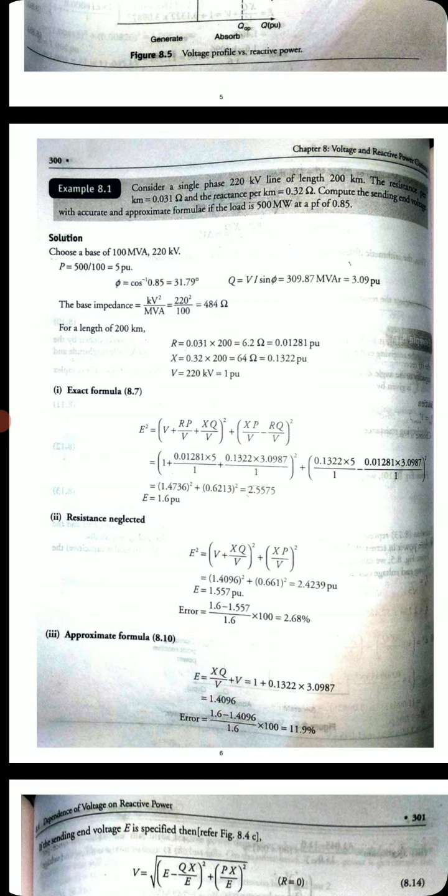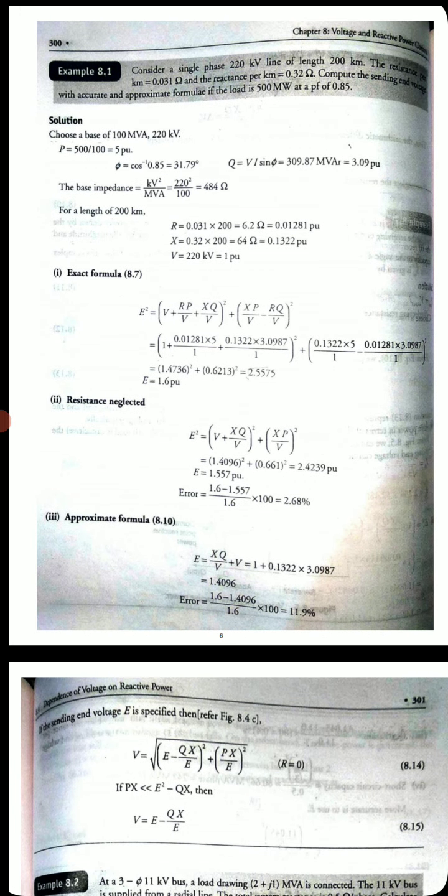If resistance is neglected, then we get the value as 1.557. The error is (1.6 minus 1.557) divided by 1.6 into 100, so 2.68% is the error. Using the approximate formula, that is E is equal to XQ by V plus V, we get 1.4096. Here the error is 11.9%. If the sending end voltage is specified, then V is equal to square root of (E minus XQ by E) whole square plus (Px by E) whole square. If Px is very small compared to E square minus Qx, then we can write V is equal to E minus Q by E minus Qx by E.